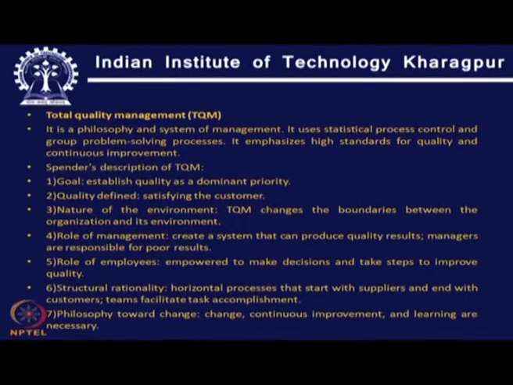The role of the manager is very vital, because it is the responsibility of the manager to create a system that produces quality results, and managers are responsible for poor results. Employees are empowered to make decisions and take steps to improve quality. Structural rationality is a horizontal process, and everybody is involved in it, starting from the suppliers and ending with the customers, and teams are more important, which facilitate task accomplishment.